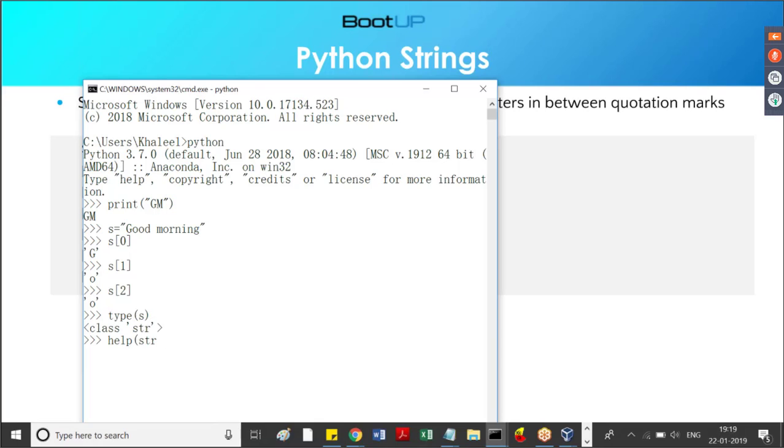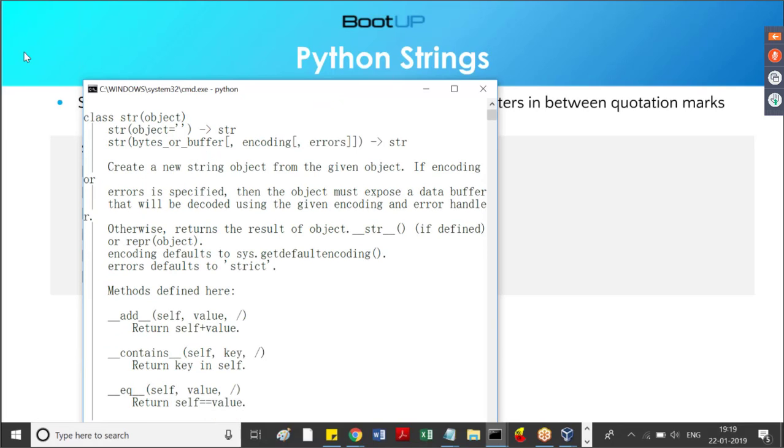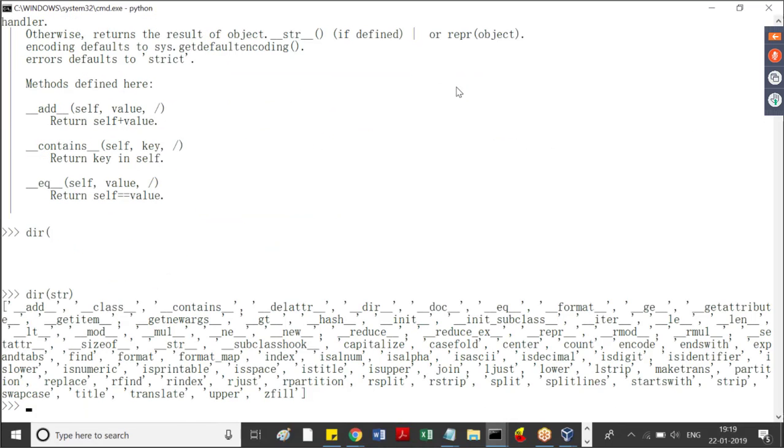I can give help of str. I can get all that help which I need. I can give dir of str. Dir of str gives me all those attributes and methods. You see that it's giving you a rich functionality with respect to strings.